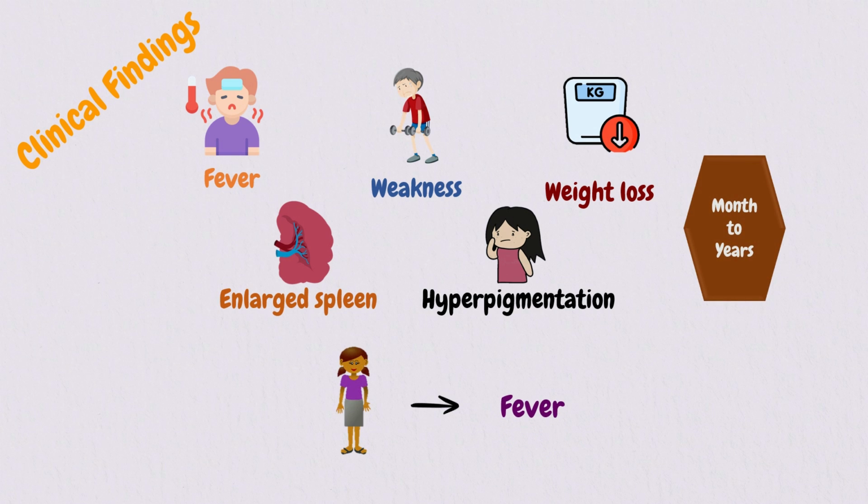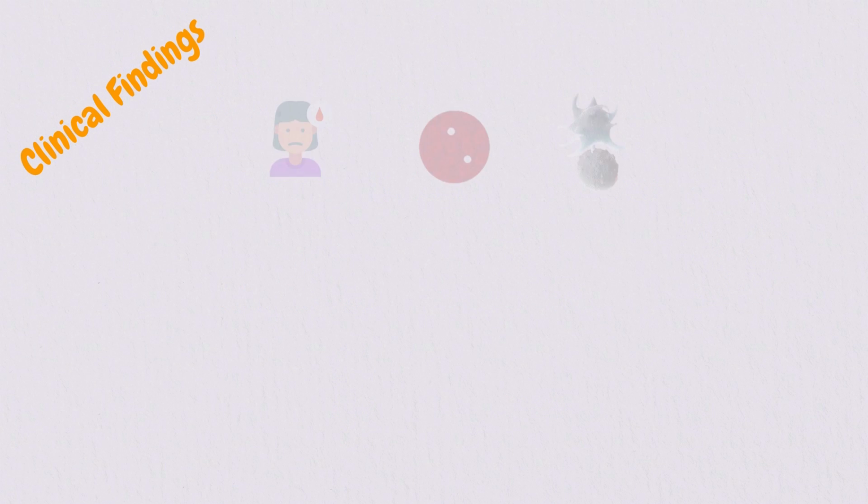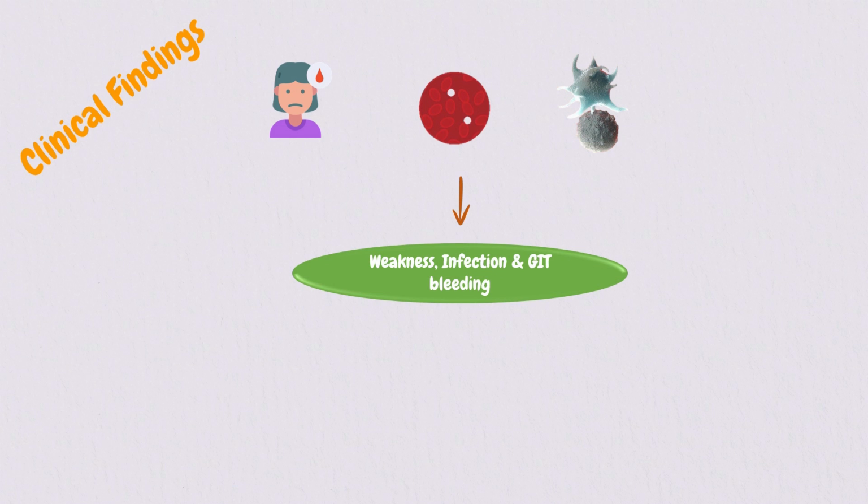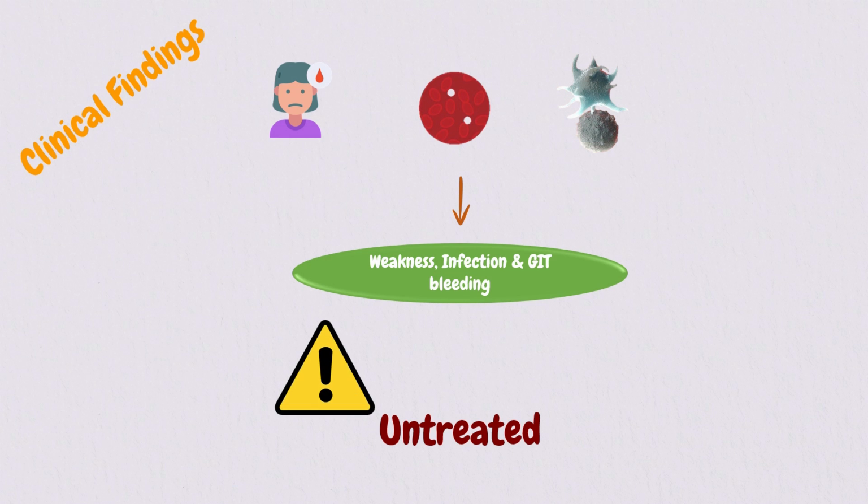Initially, patients feel reasonably well despite the persistent fever. As anemia, leukopenia, and thrombocytopenia become more profound, weakness, infection, and gastrointestinal bleeding occur. Untreated severe disease is nearly always fatal as a result of secondary infection.